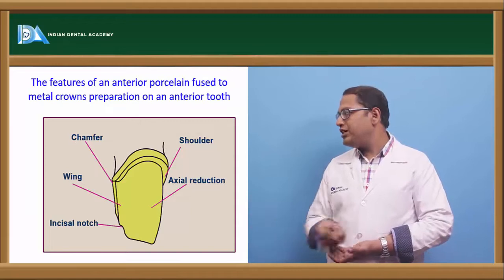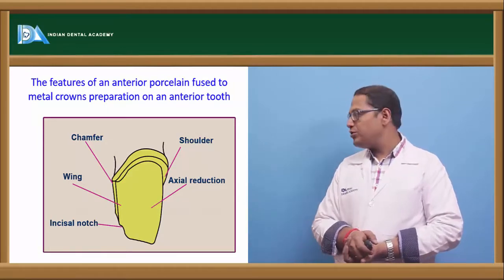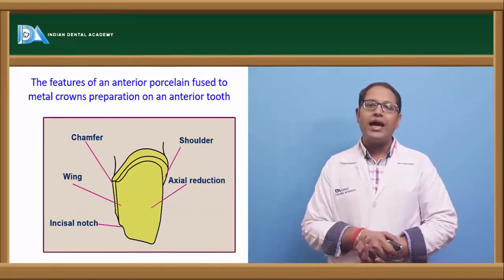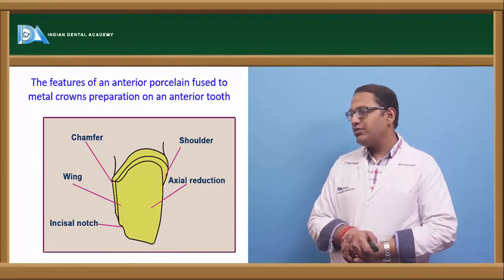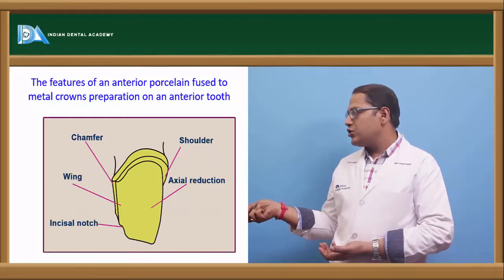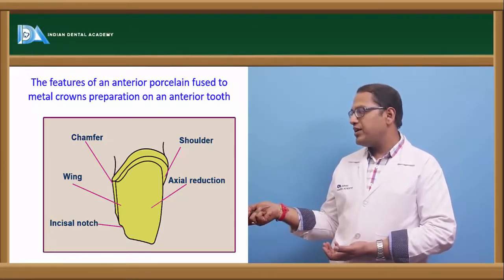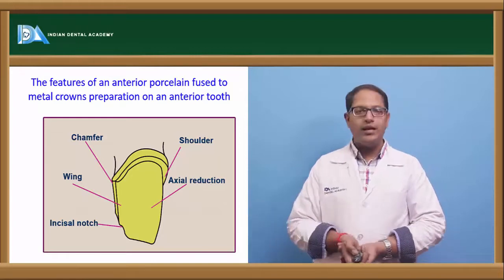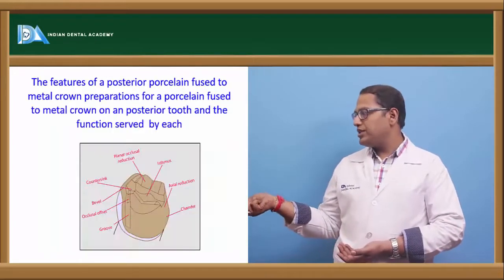Now let's see the features of an anterior porcelain fused to metal crown preparation on anterior teeth. What are the things that we will see? We have a chamfer on the back, a shoulder in the buccal region, axial reduction, wings will be present, and the incisal notch is there. Now we'll come to all these one by one.